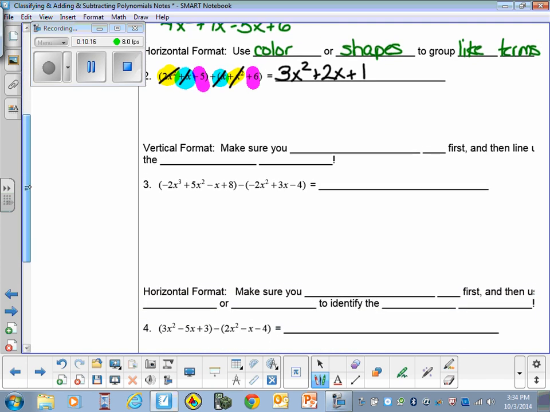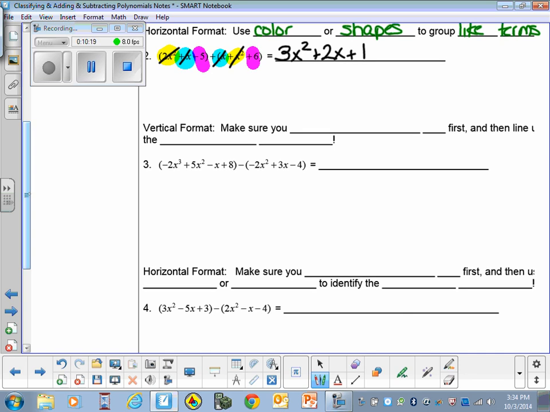Alrighty, what about subtraction? And subtraction can be done both vertically and horizontally. The key to subtraction is to distribute the negative 1 first, and then line up the like terms. So I'm going to do negative 1 times negative 2x, negative 1 times 3x, and negative 1 times negative 4. Now I'm fortunate this first polynomial is written in standard form, so I'm just going to copy it down.